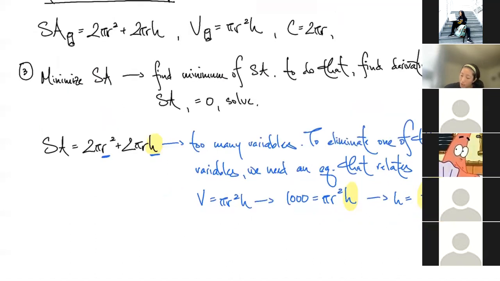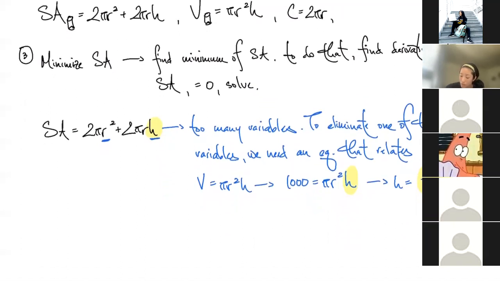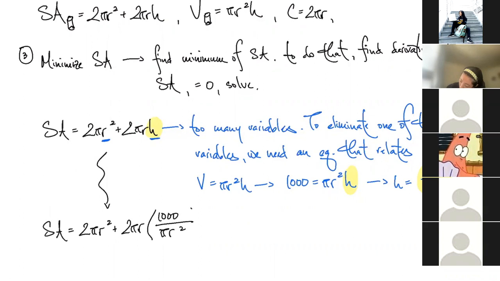So it turns out that the thing that was easier to substitute over here was also the thing that was easier to solve for over here. Right? Easy doesn't mean there was no work involved. Easy means that it was better than our other option. Okay. All right, let's make that substitution. Surface area equals 2 pi r squared plus 2 pi r times 1,000 over pi r squared.